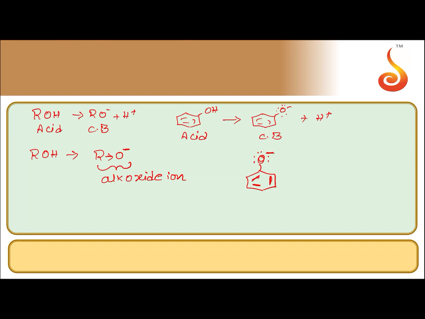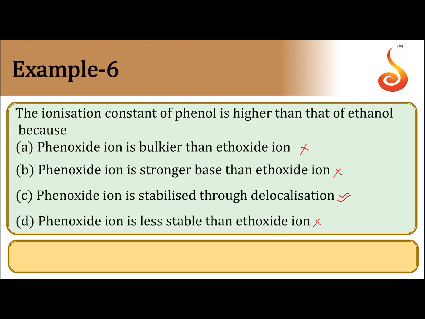Phenol is more acidic, or the ionization constant of phenol is more than ethanol, because phenoxide ion is stabilized by resonance, or phenoxide ion is stabilized by conjugation. So what is your answer here? Phenoxide ion is stabilized through delocalization. The negative charge on oxygen will get delocalized on the benzene ring. So stability of phenoxide ion increases, means acidity of phenol also increases. That is, the ionization constant of phenol is more than ethanol.